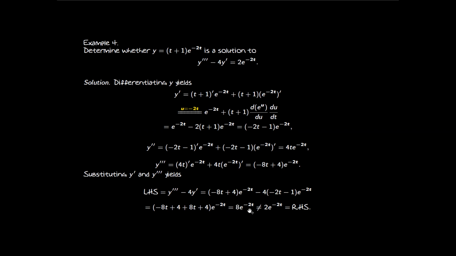This time, we notice that it's not going to be the same as the right-hand side of the equation, which is twice of e to the negative 2t. Namely, the left-hand side and the right-hand side are not equal. This means the function proposed here is not a solution to the differential equation.